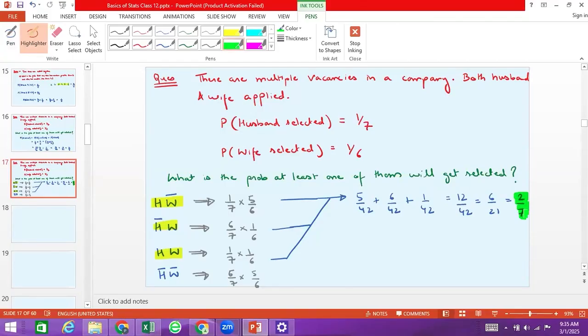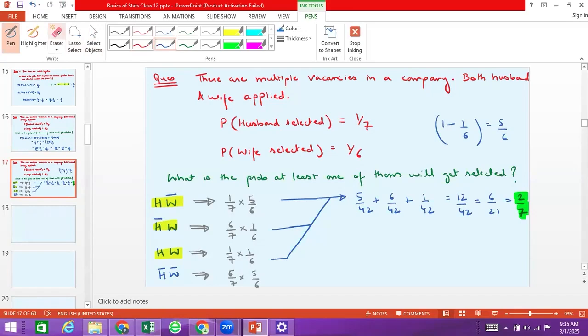Okay, or the other way of solving it, which will be a little bit modified. Why 5 by 6? This one, 5 by 6. This is 5 by 6 because I'm saying husband getting selected and wife not getting selected. So what is the probability of wife not getting selected? 1 minus 1 by 6, which is nothing but 5 by 6.